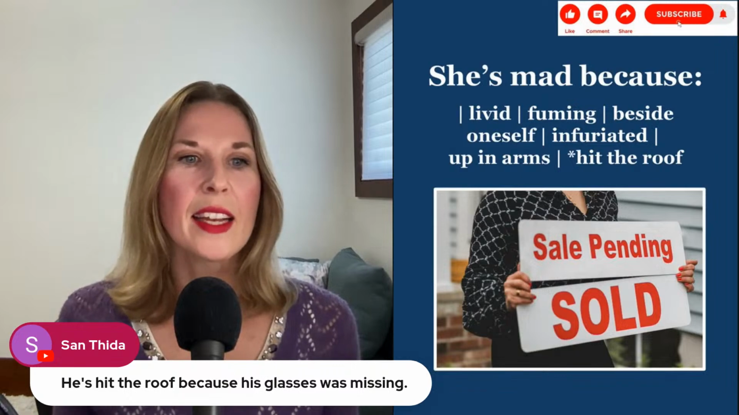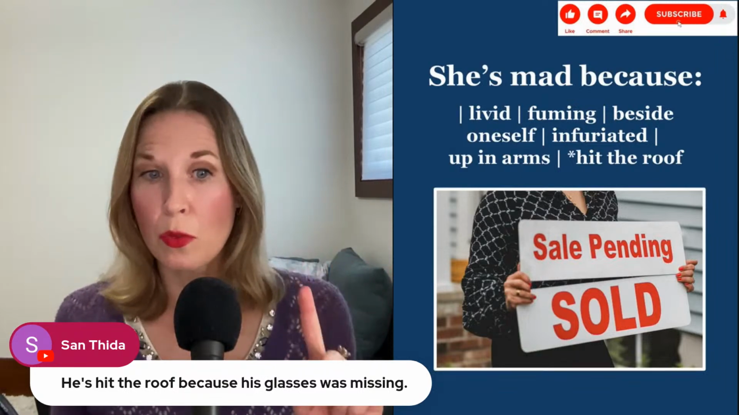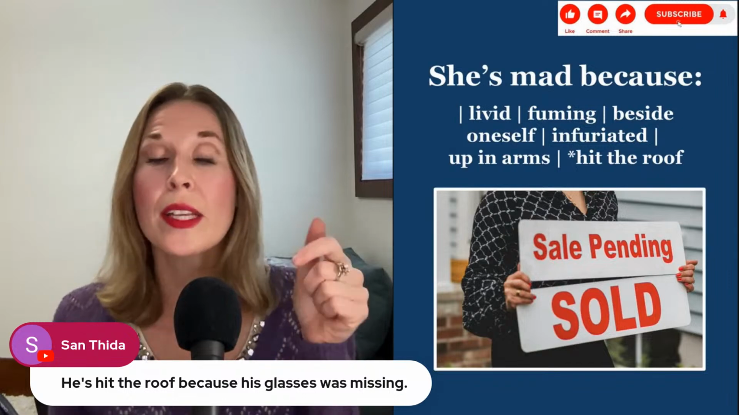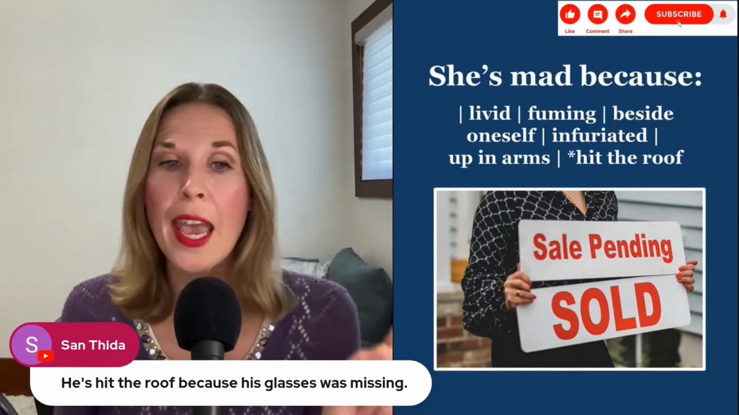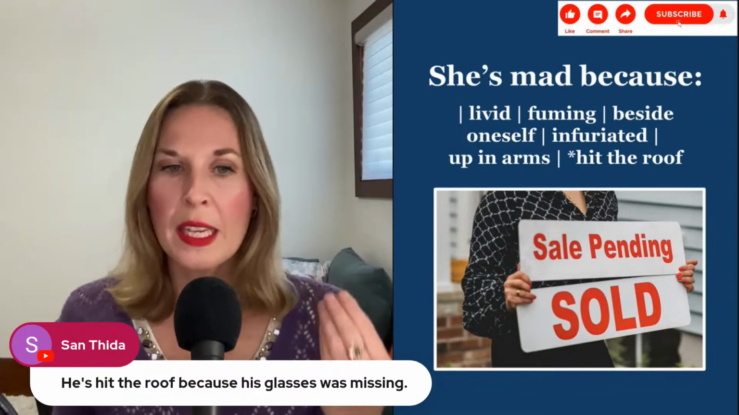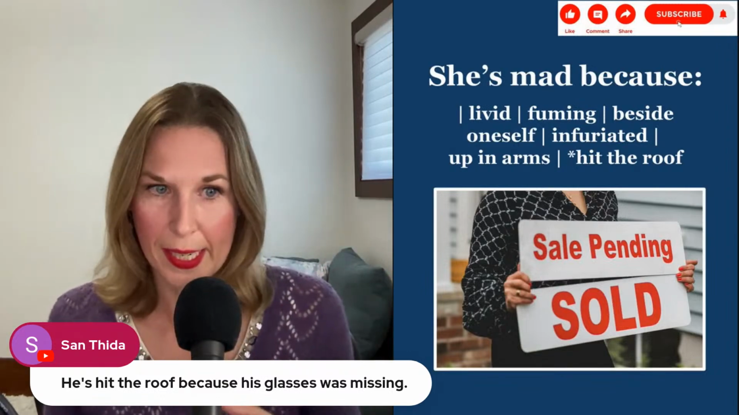So San said he has hit the roof because his glasses were missing. Yeah, so his glasses is plural. They were missing. So he has hit the roof because his glasses were missing.